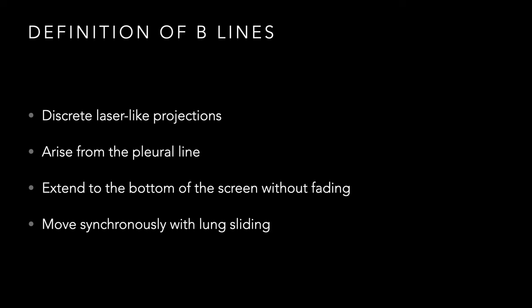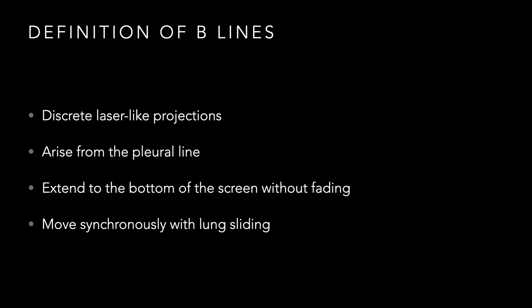So the second thing is to evaluate the A versus B profile and evaluate for this thing called interstitial syndrome, which is represented by the B lines, right? So again, back to a definition of B lines from this document. The definition is B lines are discrete laser-like projections that arise from the pleural line, right? And we saw that on the images. We can remember that. They extend to the bottom of the screen without fading, and they move synchronously with the lung. So these are the four categories of B lines that we will see as we scan through these patients.